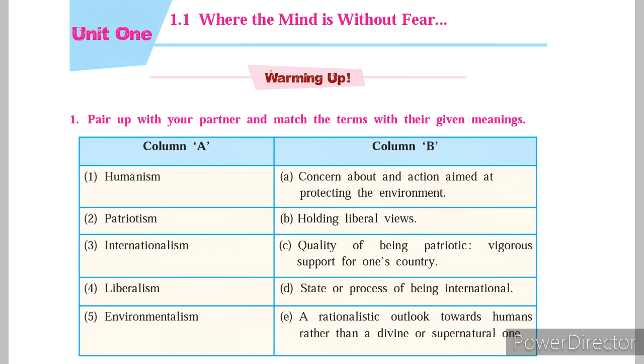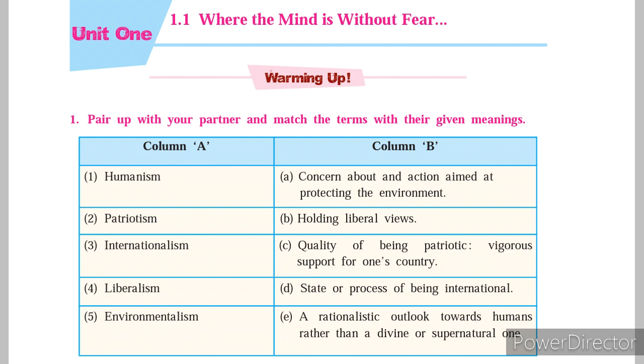The first activity given here is: pair up with your partner and match the terms with their given meanings. There are two columns given here, column A and column B. In column A, the concepts are given, and in column B, the meanings of those concepts are given. So we as learners are supposed to match the meanings with the concepts. Let's see. The first concept in column A is humanism. Now what is humanism? Humanism means a rationalistic outlook towards humans rather than a divine or supernatural one. Right, that is the meaning of the first concept.